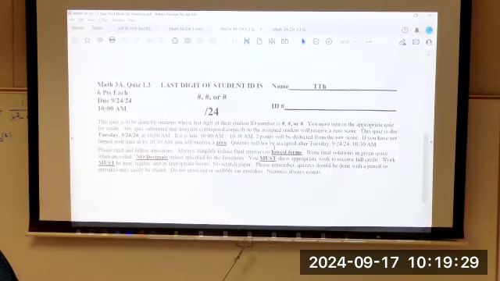I expect pristine work. It's a take-home. If I can't read it, I'm not even going to try to guess. It's just going to be wrong. Let's just put it this way: if it looks like a 7, but I can't really tell, then I'm going to guess it's a 2, because I have no clue. You didn't bother thinking it was that important that I could read your handwriting.